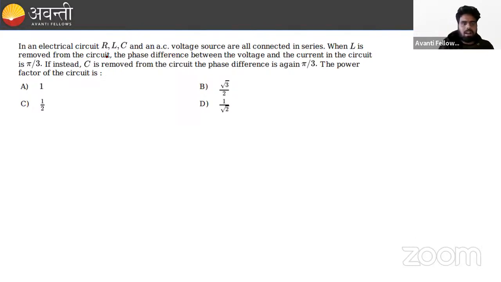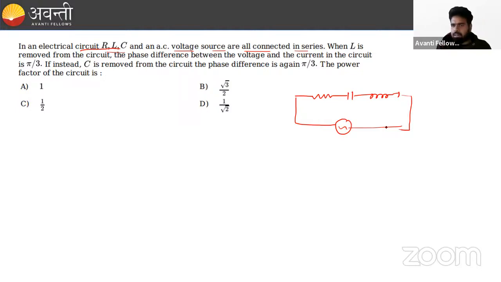The next problem, guys, is again a very good problem that is asked from the AC section. In the electrical RLC section, it is given that the AC source is connected in series. So in this problem R, L and C, all three elements are connected with the AC source in series. Suppose this is R, this is C, and this is L. When L is removed from the circuit, it is given that the phase difference between voltage and current in the circuit is pi by 3.